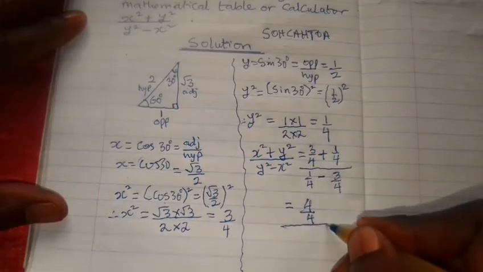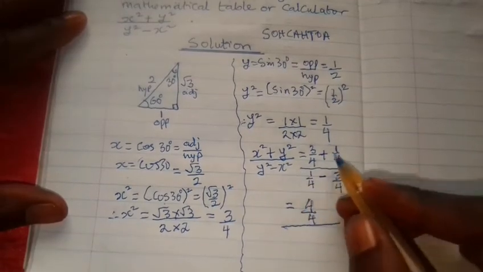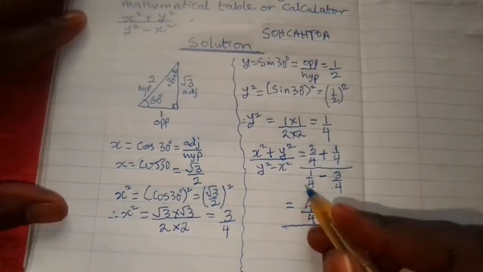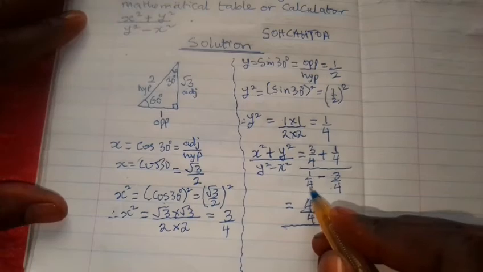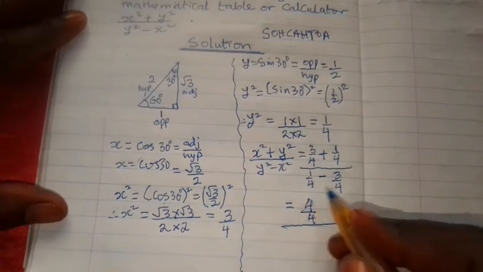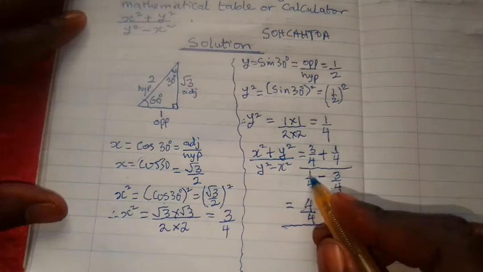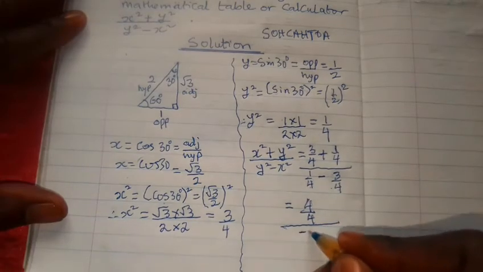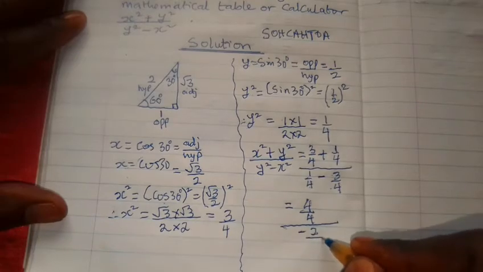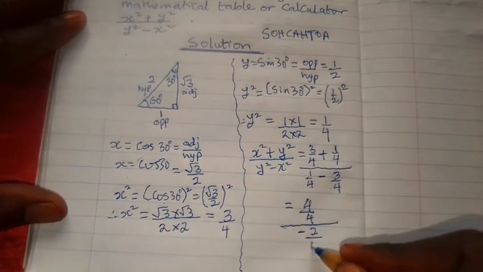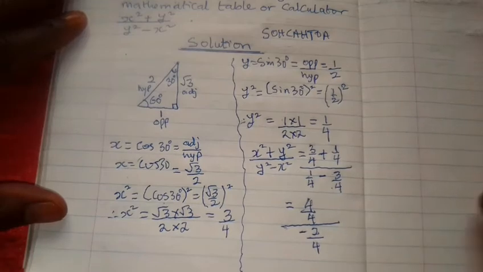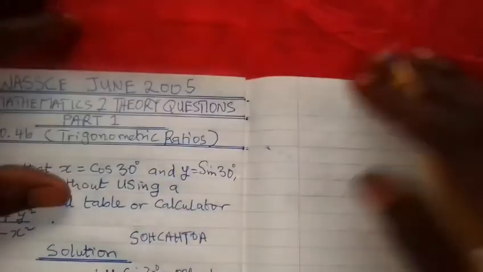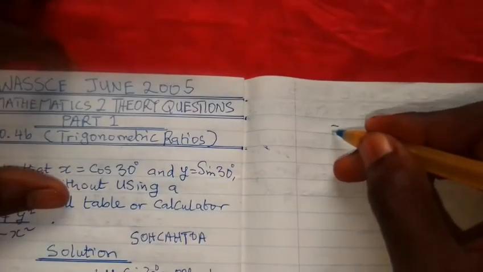Then we rule the main line that separates the top fraction from the bottom fraction. Okay? Now, in the bottom fraction here, you see we have the denominators to be equal. We have 4, we have 4. So we go on ahead to subtract 1 minus 3. And 1 minus 3 will give us what? Minus what? Minus 2. Then upon what? Upon 4. Now we are going to quickly transfer these values we've gotten here up here, and we say equals to.